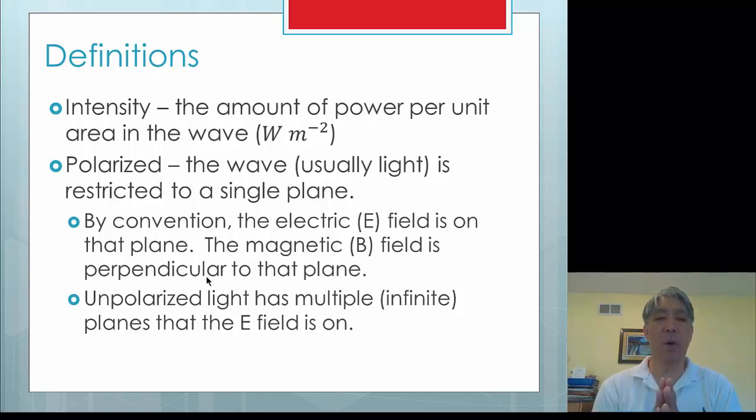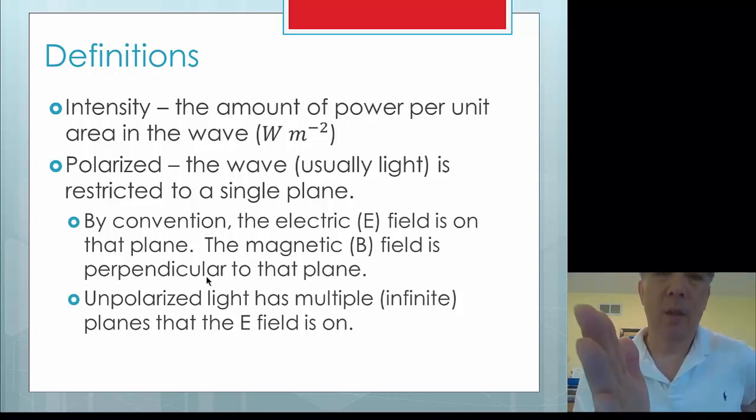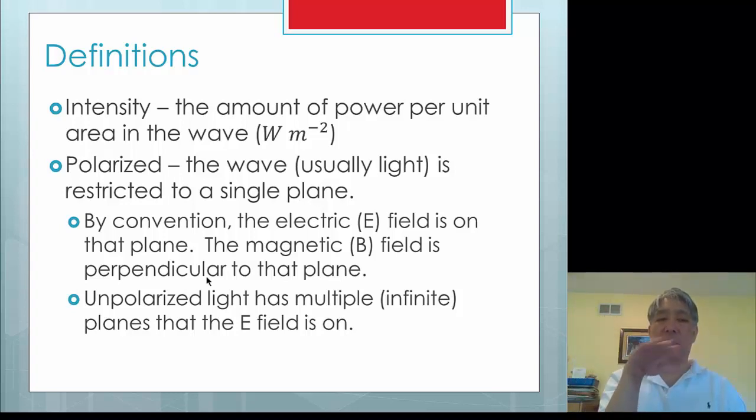Second definition is polarization, or polarized. A wave is considered to be polarized, usually we're talking light, when it is restricted to a single plane. So if my light is traveling in this direction, from me to the camera, then for it to be polarized, my electric field, let's say, is only going to be traveling in one direction. It's going to oscillate this way, or maybe this way, or this way as it goes towards the camera.